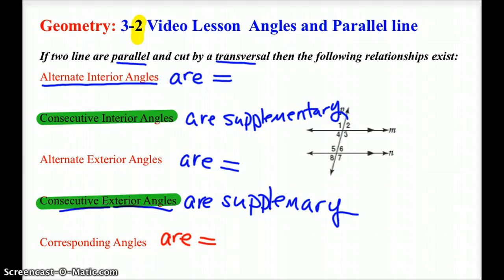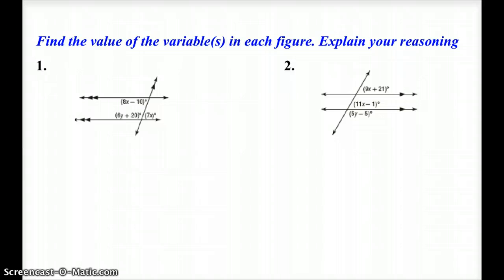All right, let's take a look at some examples, people. Find the value of the variables in each figure and explain your reason. So I'm looking at number 1. By the way, when you have a double arrow like this, this means the lines are parallel.